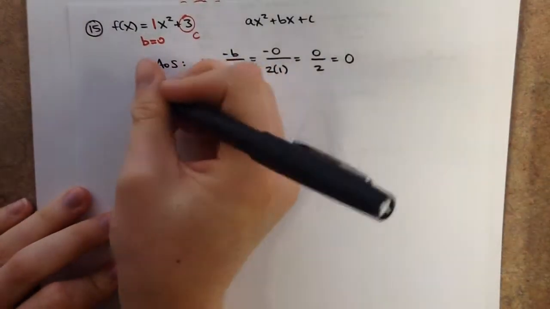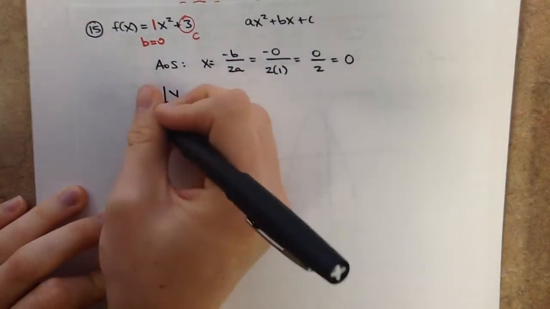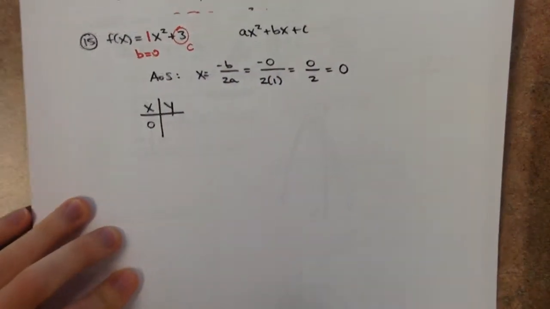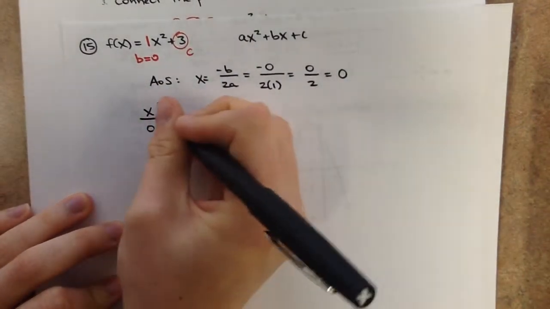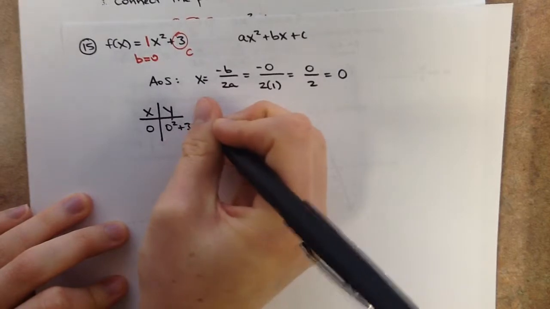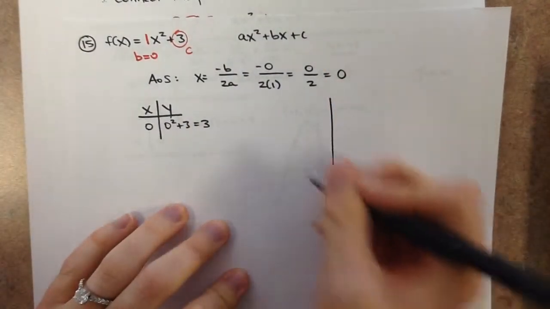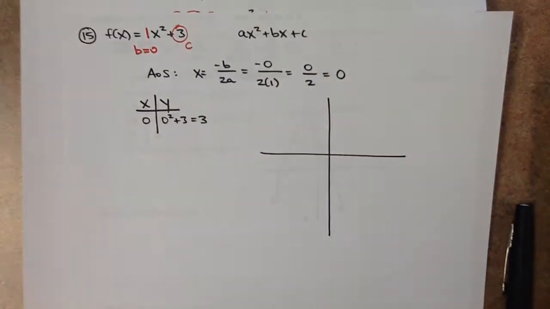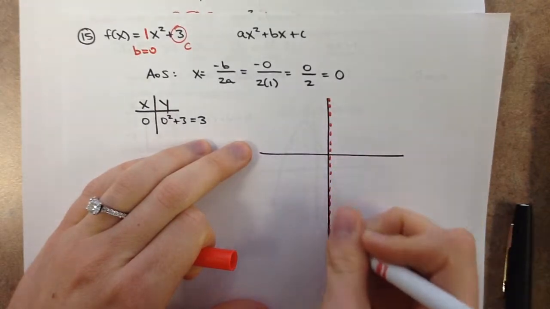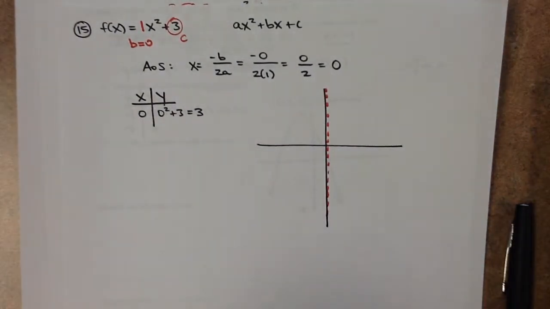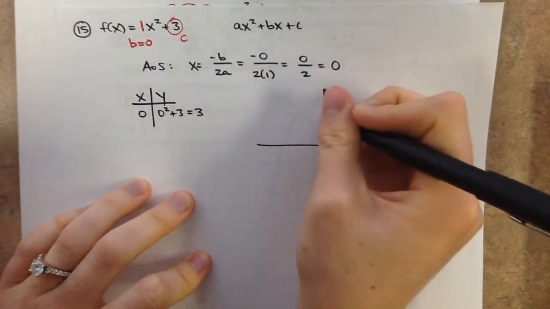What I first want to do is set up a little xy table. The first value I'm going to plug in is the 0. Because that's my axis of symmetry, I plug it into the equation and I get 0 squared plus 3, which is 3. All right, so here's what I've got. I'm going to set up my graph so far. My axis of symmetry is 0, which is also known as my y-axis. Your axis of symmetry and the y-axis are one and the same. And your vertex is right here at 3.